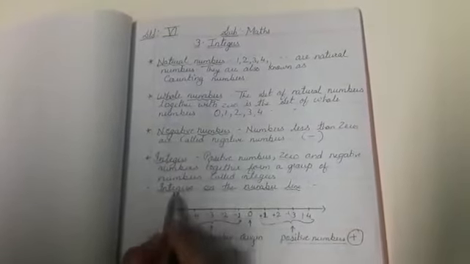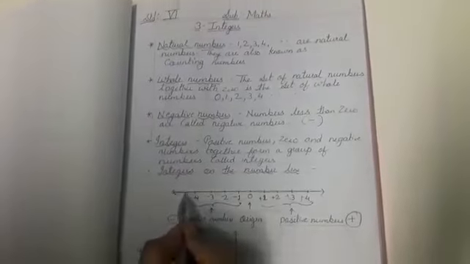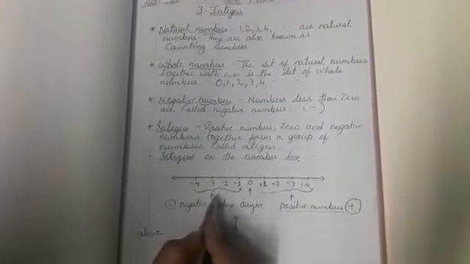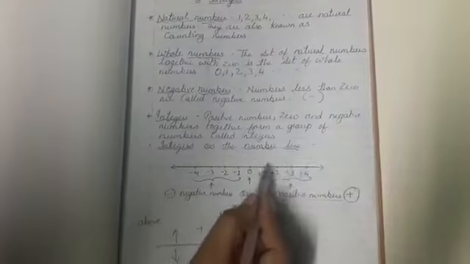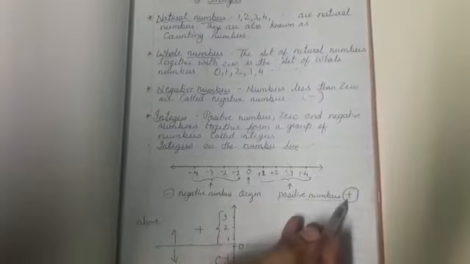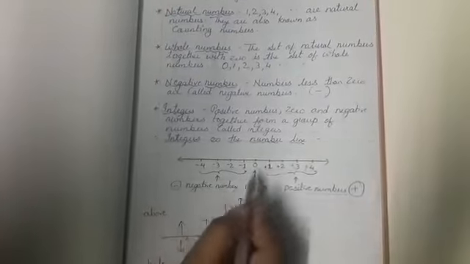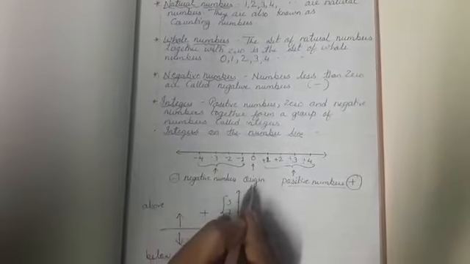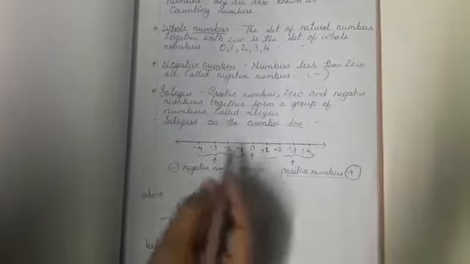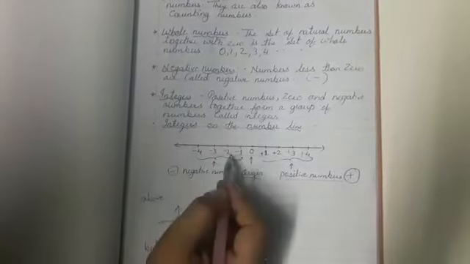Now they have shown you integers on the number line. So this is your number line. In this they have shown you the integers. Here there are the positive numbers, which indicate the plus sign, negative numbers which indicate the negative sign, and in between is 0, which indicates the origin. Okay, so this is your number line of integers.